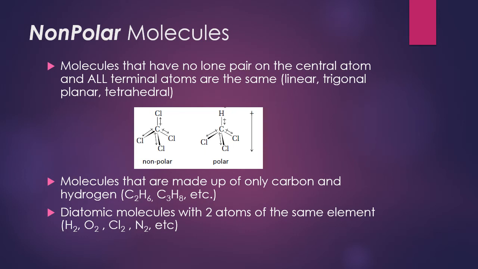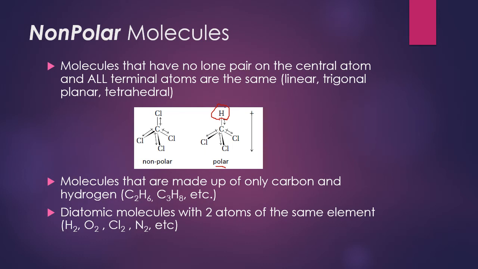However, if you have a central atom with no lone pairs, but the terminal atoms are not the same, so if I replace one of these chlorines with a hydrogen now, looking over here, I've now changed the game. It's now going to be polar. So you need to make sure it fits both: no lone pairs on the central atom and all terminal atoms the same. Let's look at the next rule.